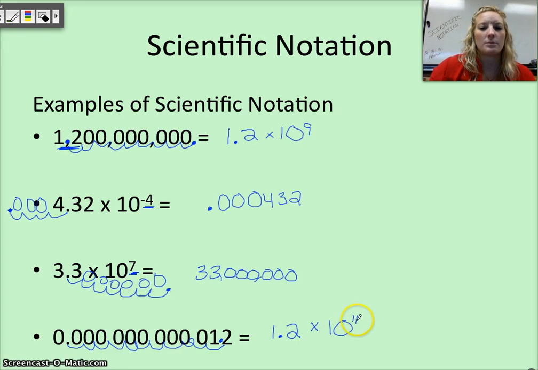Now let's figure out if this number is going to be positive or negative. If we look at this number, it is very, very small, very close to the negative side of the number scale. So it's going to be a negative 11.